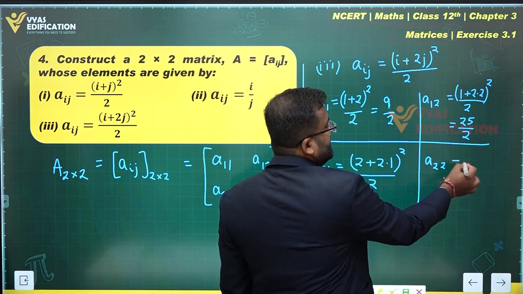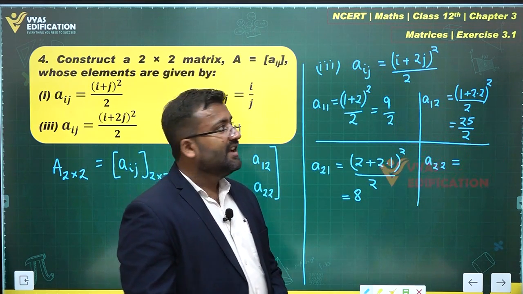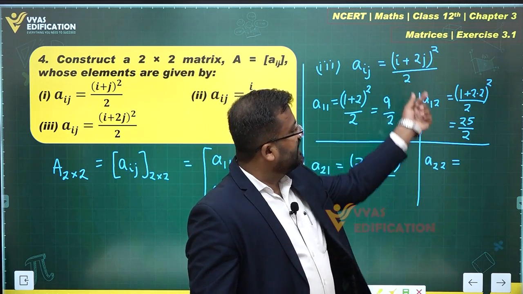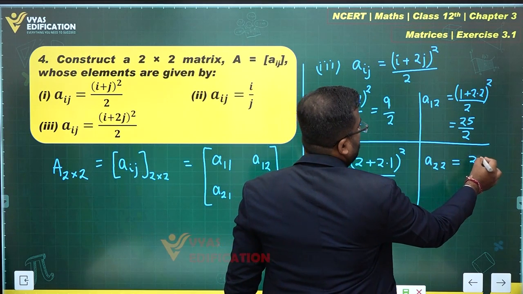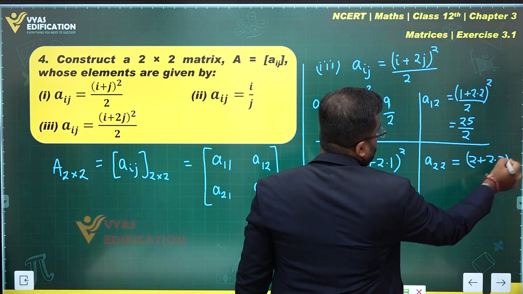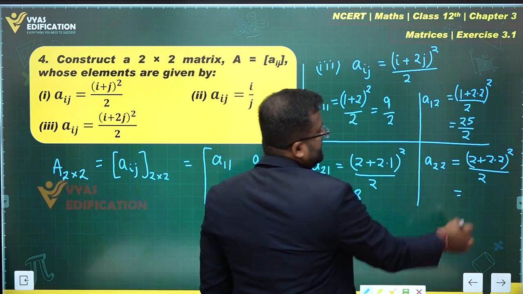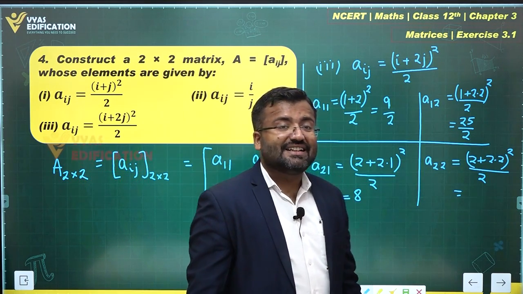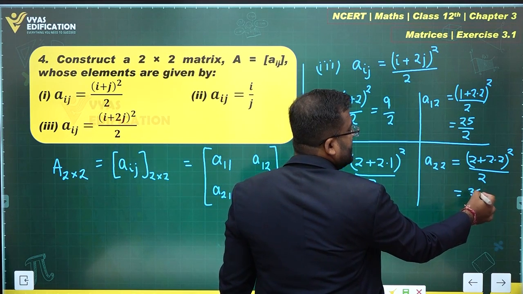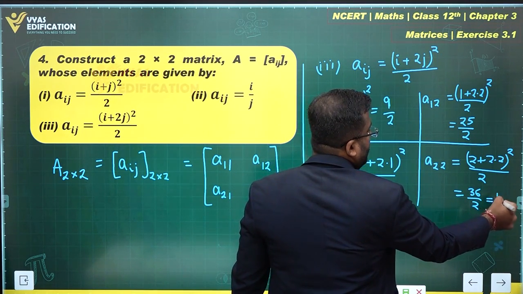What happens in case of A22? The value of i is 2, the value of j is also 2. This becomes (2 plus 2 times 2) whole square divided by 2. What is this equal to? This is 2 times 2, 4 plus 2 is 6. 6 square is 36. This is 36 over 2, which is equal to 18.